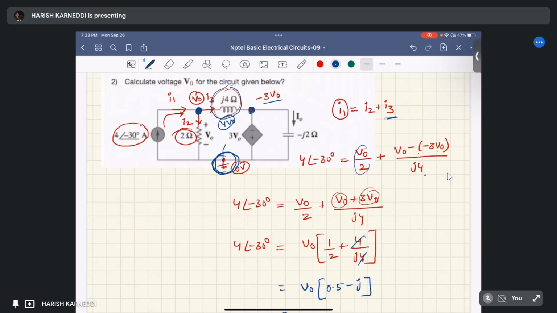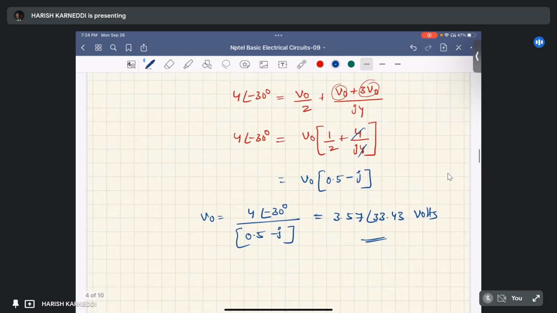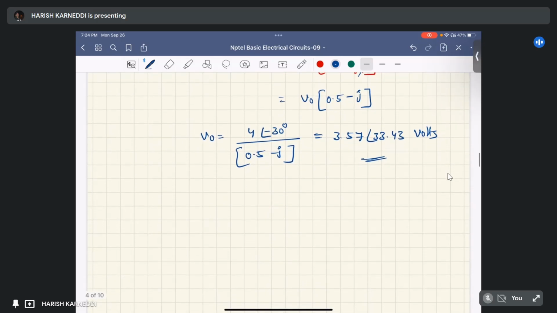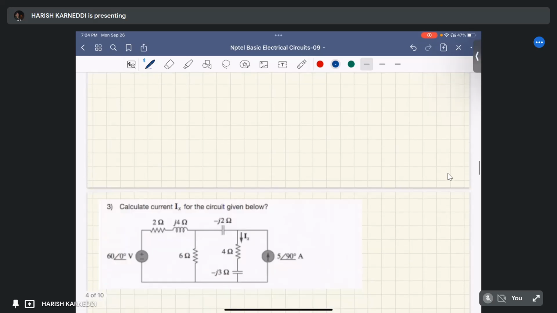Then I2 is simply, the voltage across this 2 ohm resistor is V0, so the current through this 2 ohm resistor is V0 by 2 ohm. And here I1 is in series with the current source, so we write I1 directly. This is 4 at an angle of minus 30 degrees. By simplifying that equation, we will get V0 equal to 3.57 at an angle of 33.43 volts.